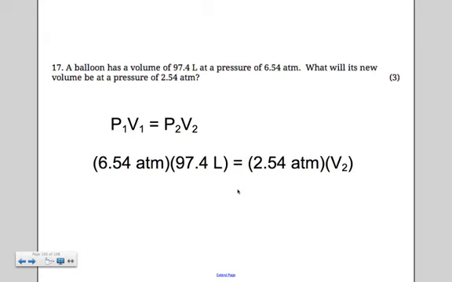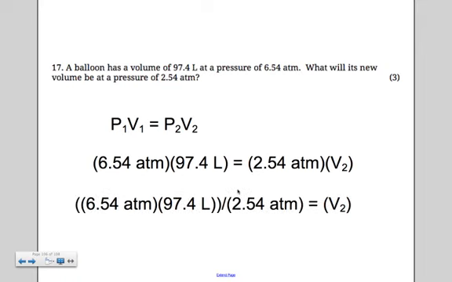I've got pressure 1 of 6.54 atmospheres. I've got volume 1 of 97.4 liters. And that equals pressure 2, which is 2.54 atmospheres, times volume 2, which is what I'm trying to find. So to isolate the volume 2, to solve for it, I need to divide both sides by 2.54, which gives me 6.54 times 97.4, and then that's divided by 2.54, and that comes out to 250 liters using three significant figures, so I had to round off all the decimal points.